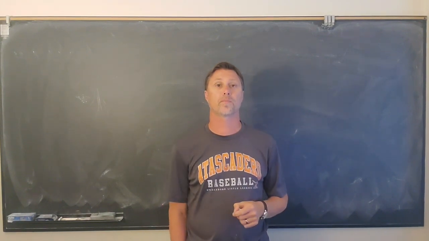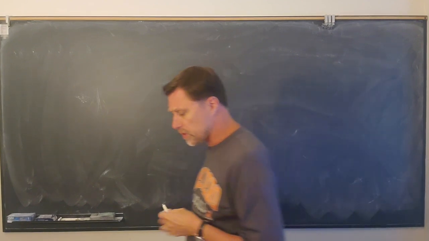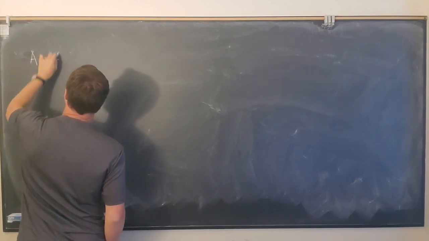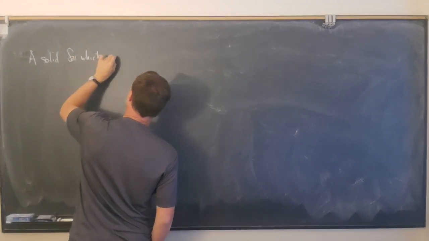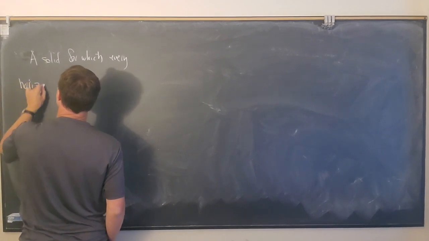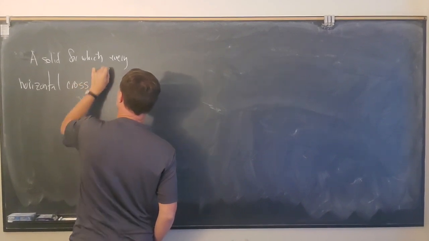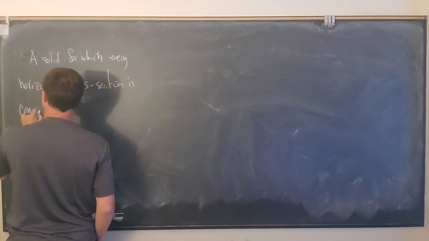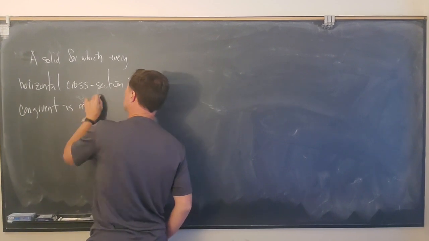Hey there. Today what we want to do is discuss how calculus can be used to find volumes. So we start off with this definition. A solid for which every, let's say horizontal, cross-section is congruent is called a cylinder. So it is a cylinder.